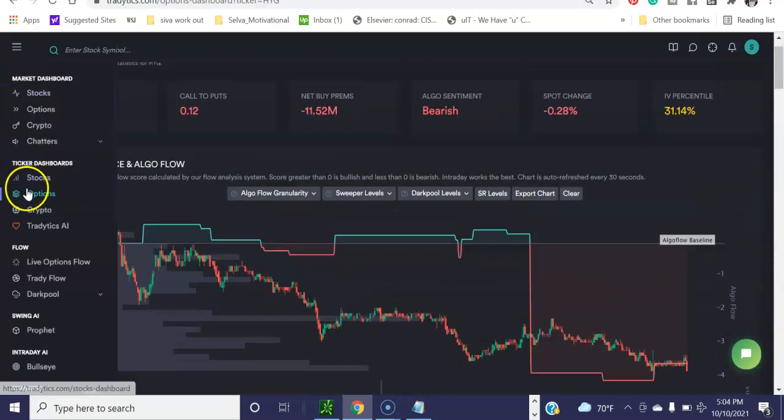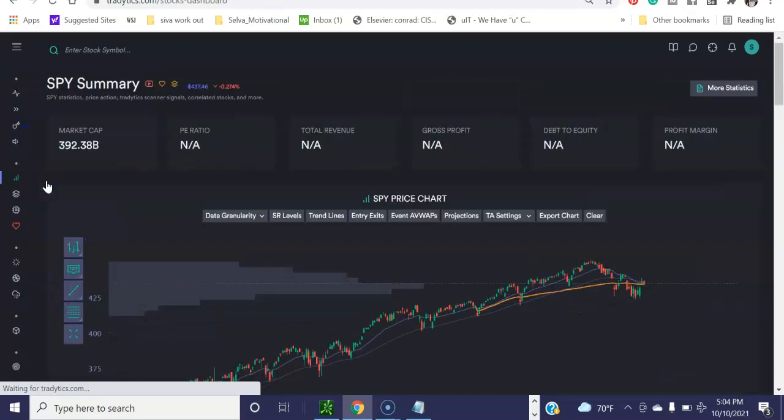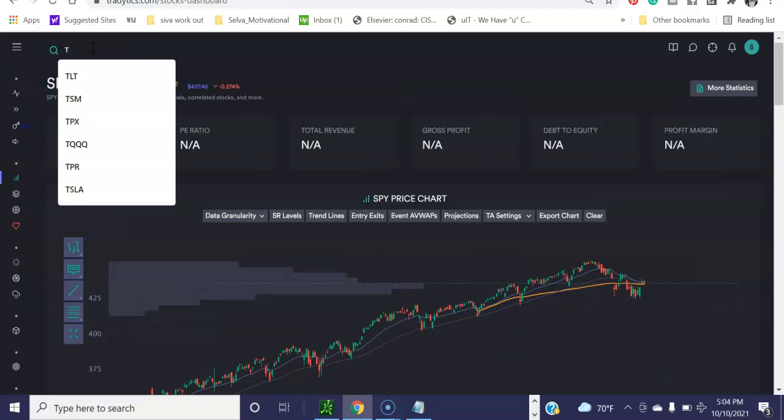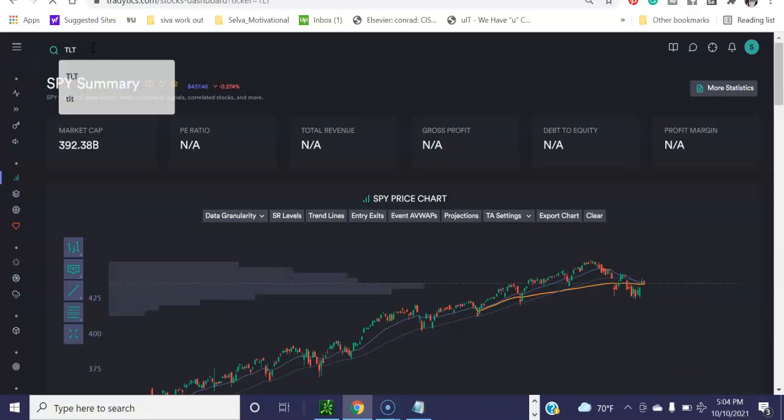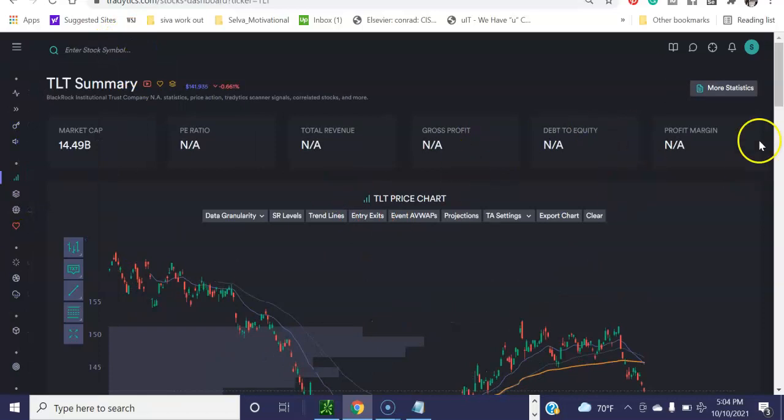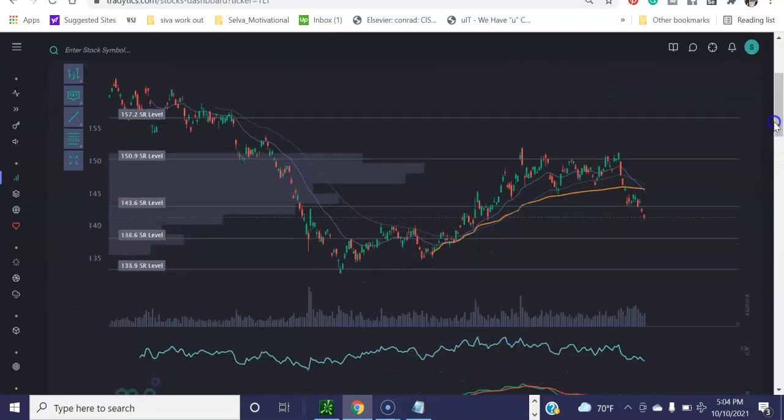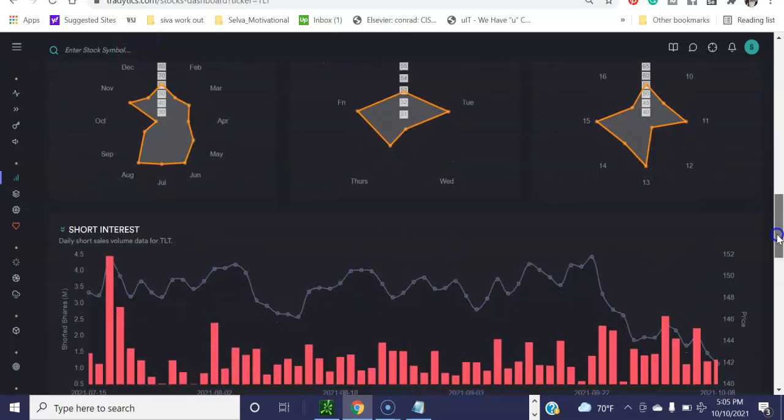Let's look at the next stock. It is TLT. Here, let's look at the support resistance line. Here also basically we are cutting one support, one resistance line, and then we already came down, and now it's basically the support line here. So it's definitely a negative, going down.